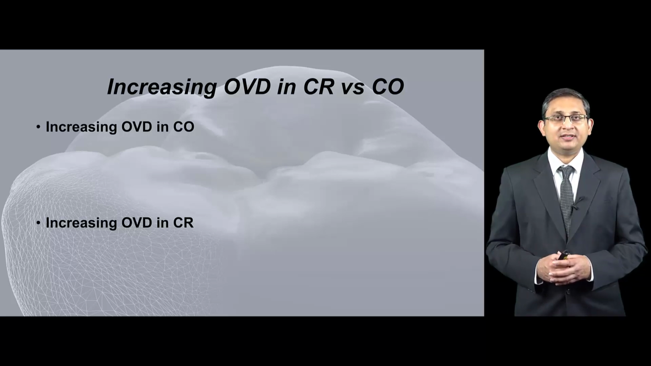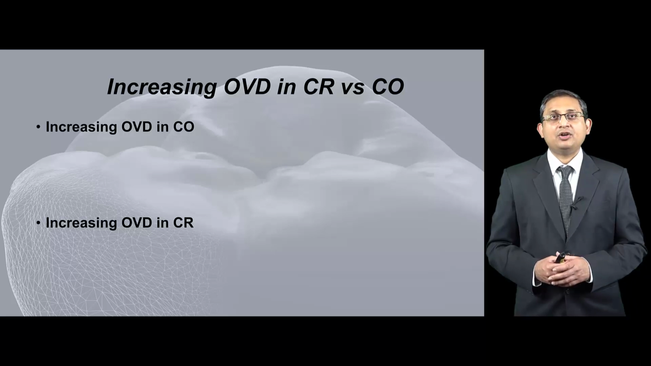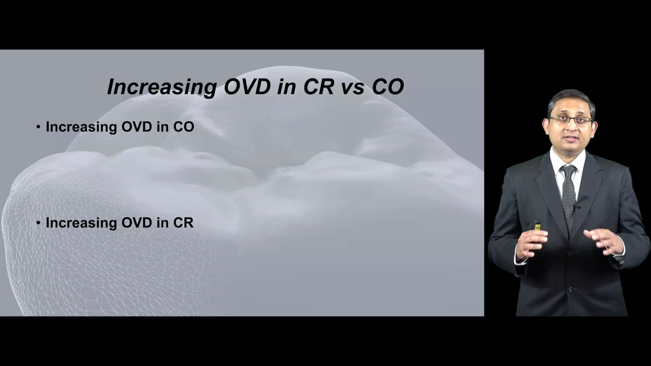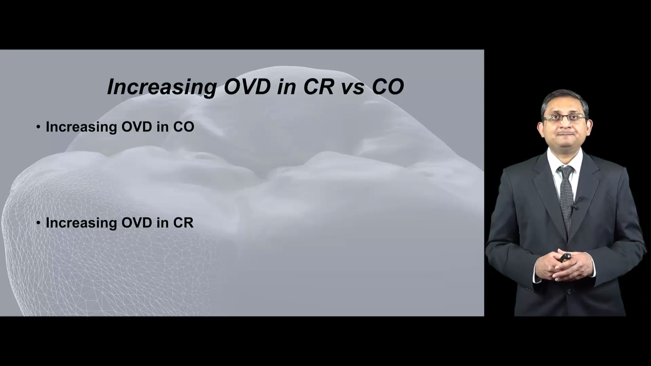We can either increase the OVD in CO, which is the first point of contact, or CR, which is no contact, so there is no teeth apart position, so there is no influence of the teeth. So let's look at some of the differences between these two.